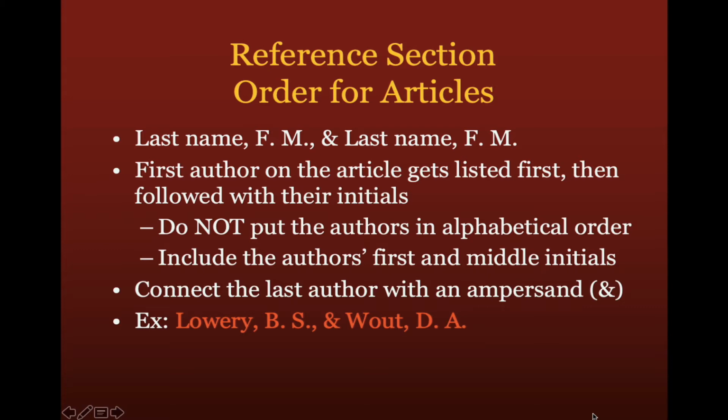The reason that the order is important is because the first author is the person who has contributed the most. So you want to make sure that that person gets their name listed first. So the ordering is important. It's not based upon the last name of the author in terms of alphabetical order. It's based upon contribution. So always take into account that the first author is the one who contributed the most. So for our example here, we have Lowry and then BS for his first and middle name, comma, ampersand, Wout, and then my first initial and middle initial.